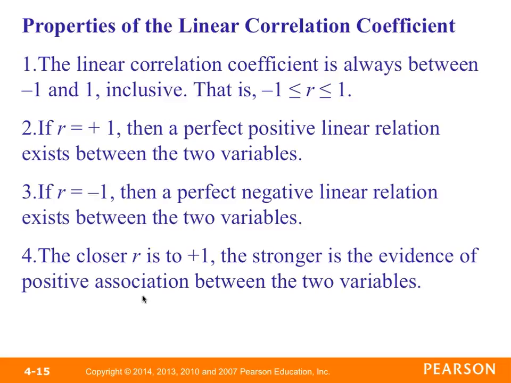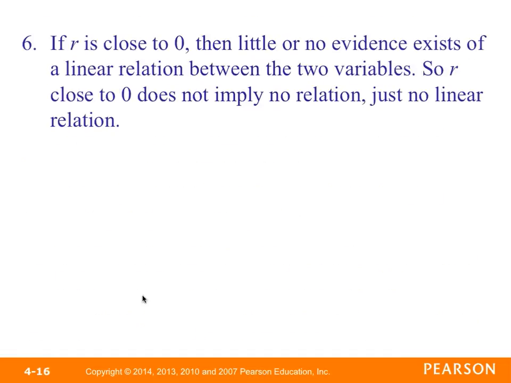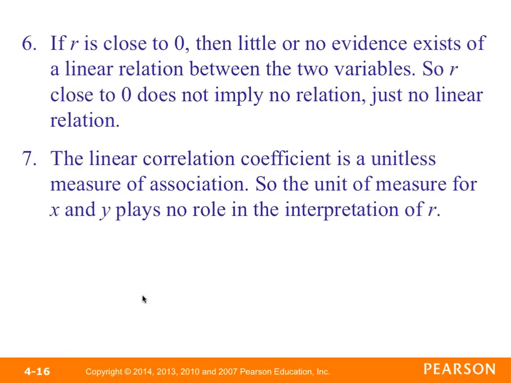The closer that r is to +1, the stronger the evidence of a positive association between the two. The closer that r is to -1, the stronger the evidence of a negative association between the two. If r is close to 0, then we have little or no evidence to suggest that there is a linear relationship between the two variables. So r close to 0 doesn't imply that there's no relation, just no linear relation. There could be some kind of quadratic or maybe cubic, logarithmic, or exponential relationship between the two, but it just implies that there is no linear relation.